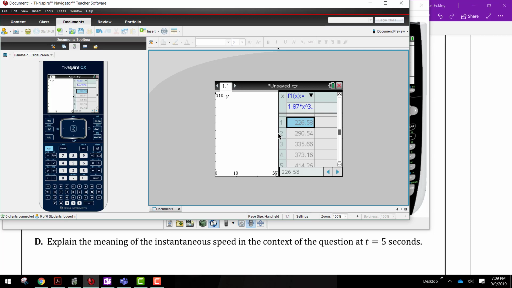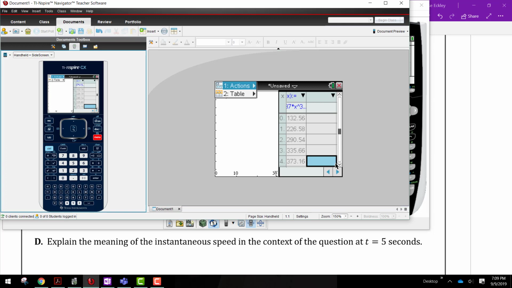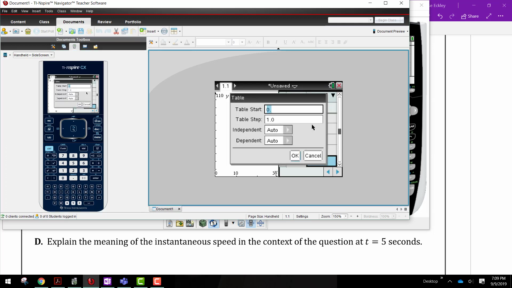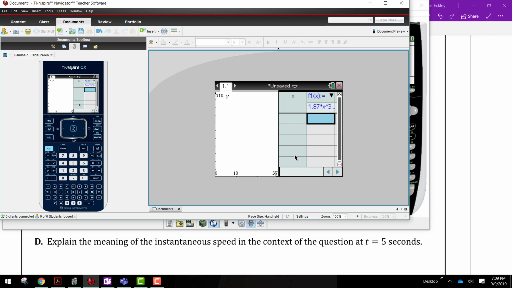I can do the same thing as long as the black box is around the screen here. I can go into menu, table, and I can choose to edit my table settings, and again I can change my independent variable to ask, and it'll give me a blank table. Okay, so we're ready to go. So then what you do here is you can just put in the values we want.